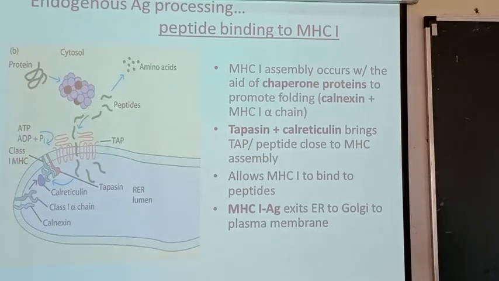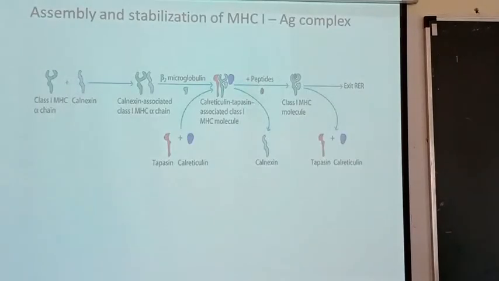Now this is the best example, diagrammatically represented. Just see that this is a chaperone protein promoting folding, where these proteins are converted into peptides. These peptides come here and bind with MHC 1, and then are transported to the endoplasmic reticulum. They exit through the endoplasmic reticulum with the help of the plasma membrane. Now this is the assembly and stabilization of the MHC 1 complex, the MHC 1 antigen complex. How is it formed?